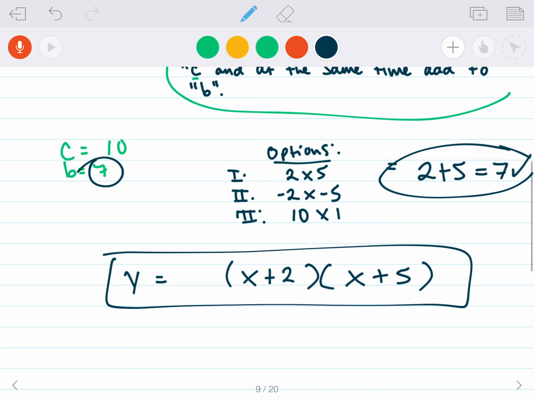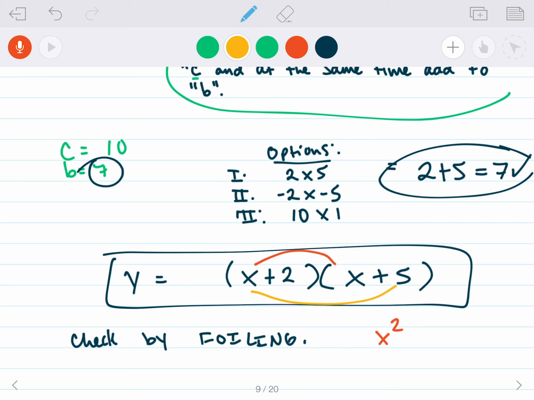You can check yourself by FOILing. You might be a little unsure. You might be saying, did I factor this right? Well, you can FOIL this back. So x times x is x squared.